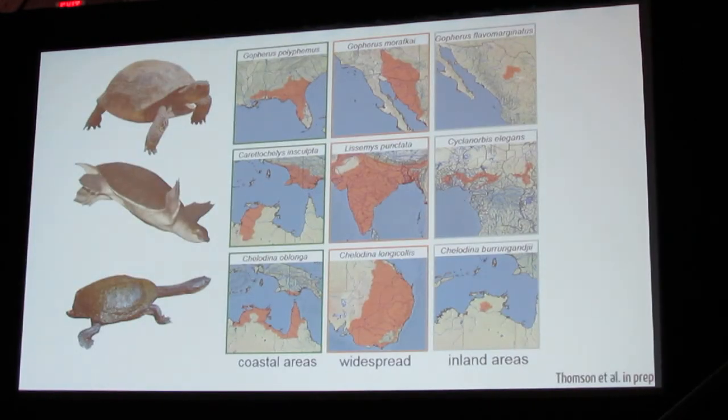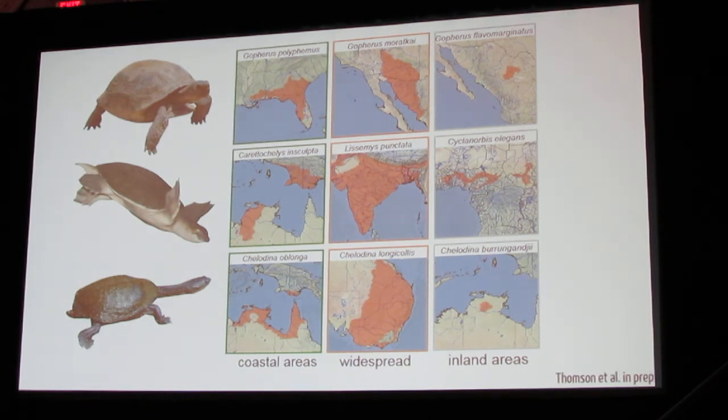So what we need to do is test that in some way. What we did is go through all species of extant turtles and classify their ranges according to whether they're predominantly coastal, so occurring in areas that would have been underwater, predominantly inland, or widespread between the two areas. Okay.